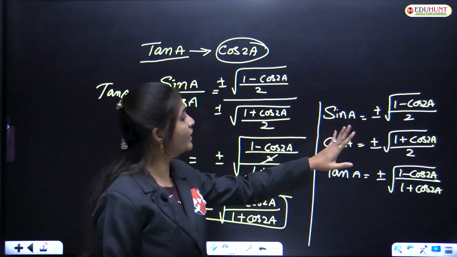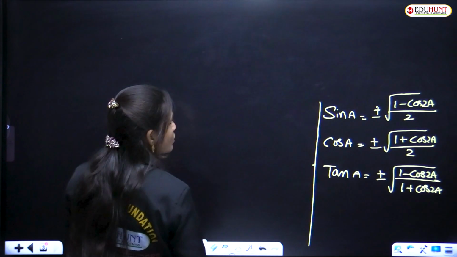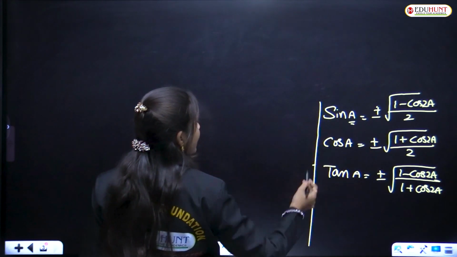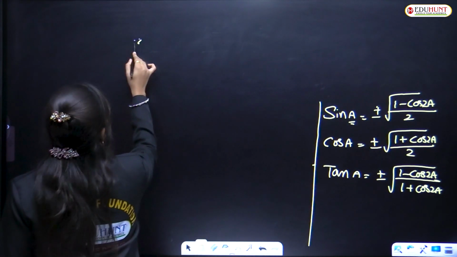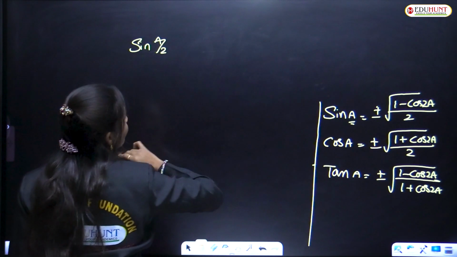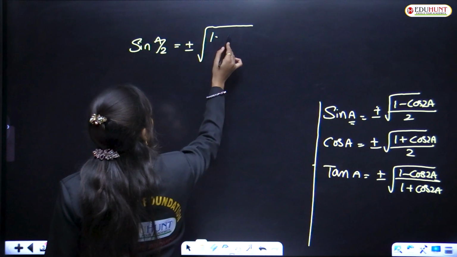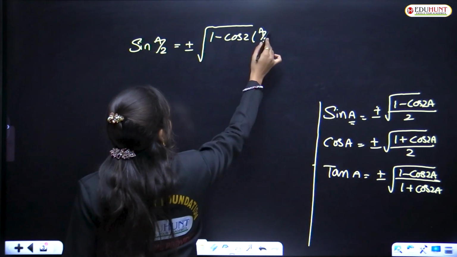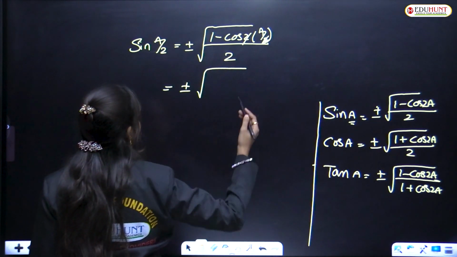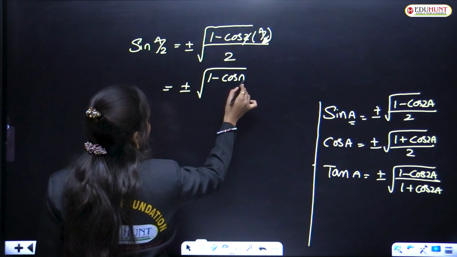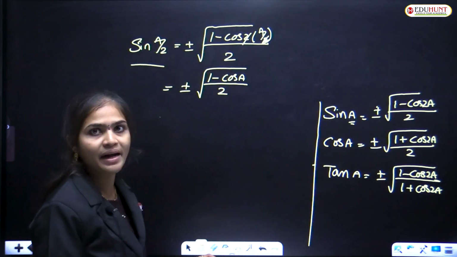For this, we can also write submultiple angles. Submultiple angles, how can we write? Submultiple angles means that in place of a, we just write a by 2. Then we will get that formula, no? So sin a by 2 in terms of cos a: sin a by 2 is plus or minus square root of (1 minus cos 2 into a by 2) whole by 2. So here 2 and 2 get cancelled. Then we will get plus or minus square root of (1 minus cos a) by 2. So this is the formula for sin a by 2.